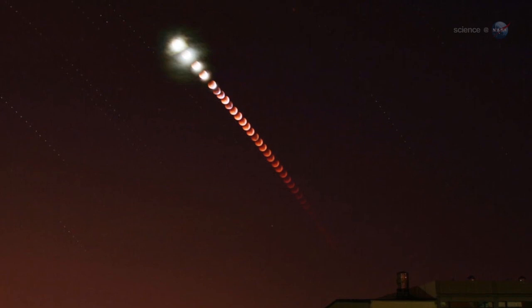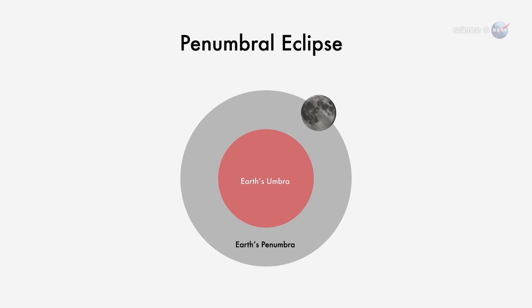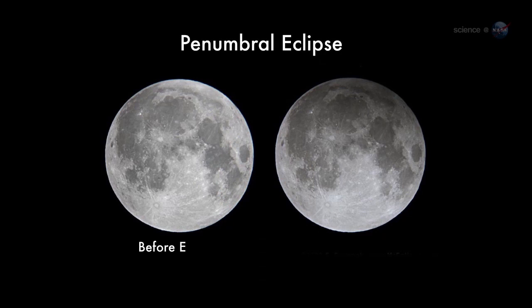There are 3 types. A penumbral eclipse is when the moon passes through the pale outskirts of Earth's shadow. It's so subtle, skywatchers often don't notice an eclipse is underway.